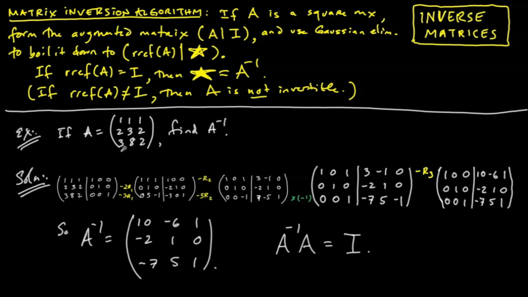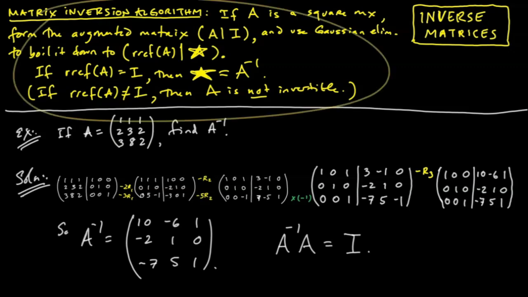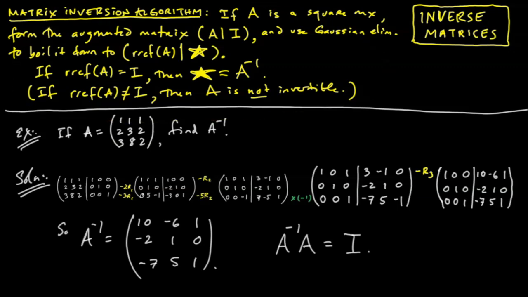Now, if we had taken some other matrix that was not invertible, and we tried to carry out the matrix inversion algorithm, it would let us know that the matrix was not invertible, because we would finally end up with a matrix on the left-hand side in reduced row echelon form that was not the identity matrix, and that would be our signal that we were trying to invert a non-invertible matrix.